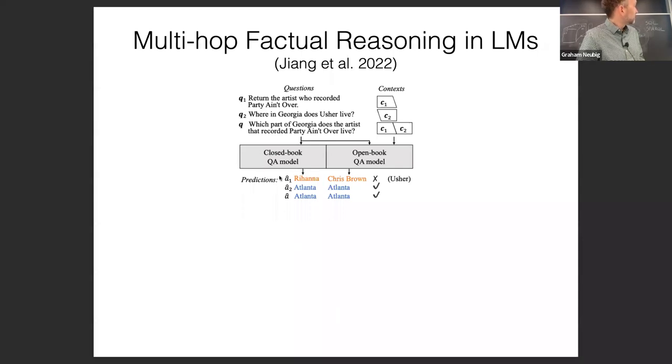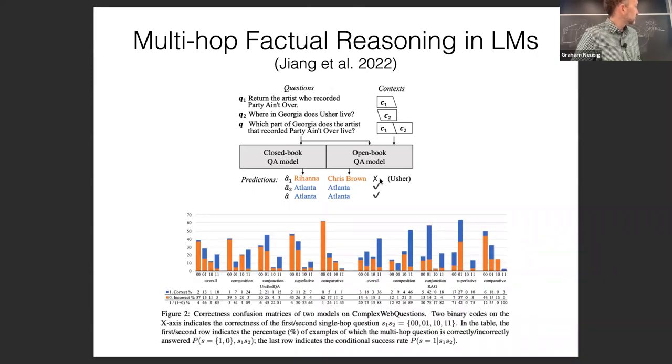So basically we have questions like, return the artist who recorded Party Ain't Over. In which part of Georgia does the artist that recorded Party Ain't Over live? That would be the multi-hop question. The way this works is, return the artist who recorded Party Ain't Over, then where in Georgia does Usher live, because Usher is that artist. And we tried it with both closed book and open book QA models.